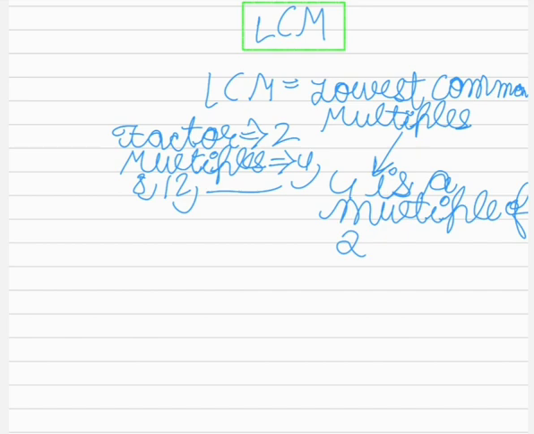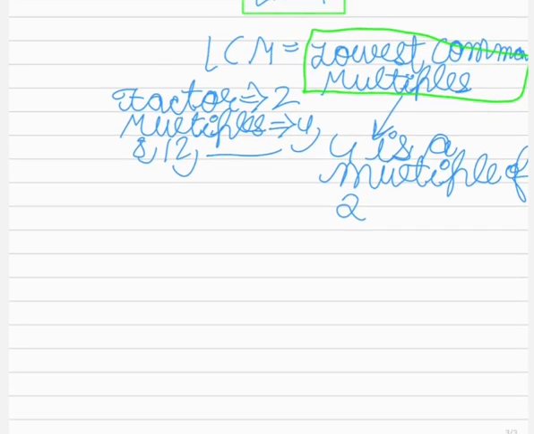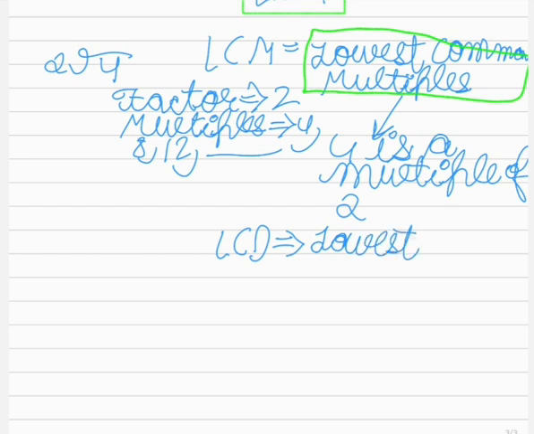So LCM means the lowest common multiple. The LCM is also known as the lowest common dividend, the LCD. Because see, 4 divided by 2, so 4 is the dividend and it's the lowest common dividend of 2. The lowest common dividend.